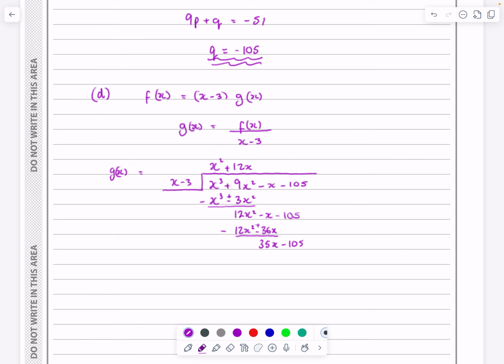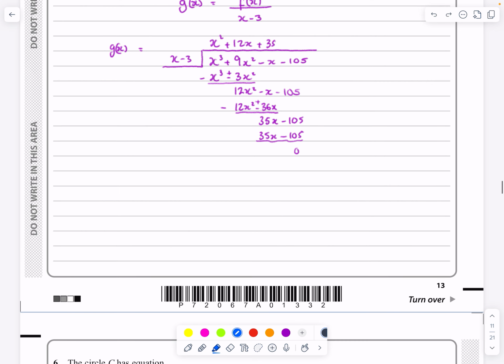And then for the third time, how many times does x go into 35x? And everything should tidy up here. So it goes in 35 times, which gives me, when I multiply it, 35x minus 105, perfect. When I subtract that away, I end up with 0 as my remainder, which is what I want. I want it to be a factor. And what we've now managed to do is find what that function there is, what my g(x) is.